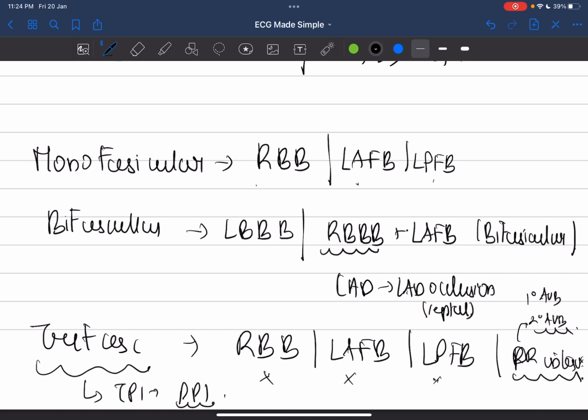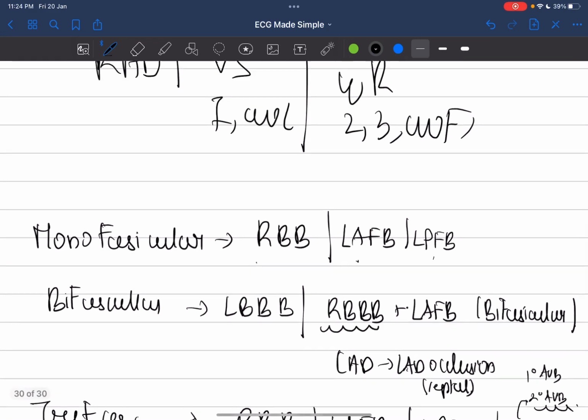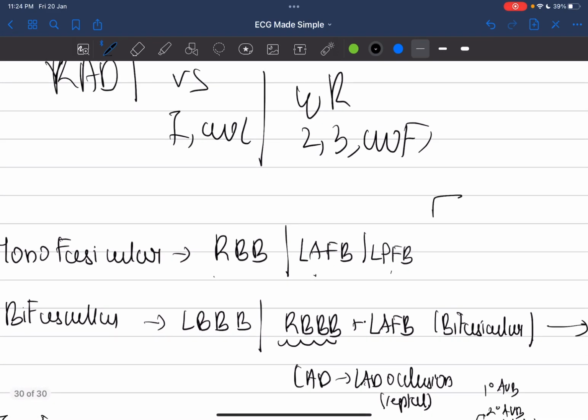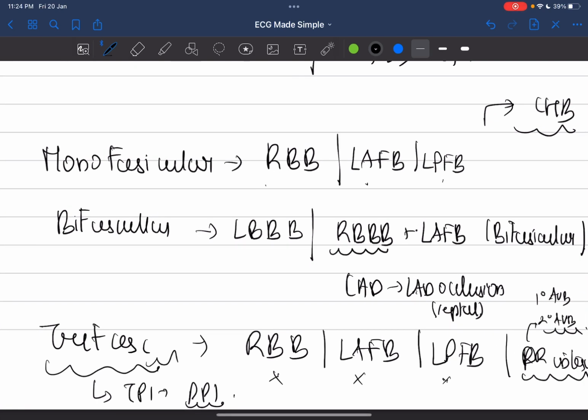So you have to know about these blocks because these are all prerequisites for a complete heart block. All these things have a high propensity of progressing to complete heart block. A trifascicular block has a very high chance, a bifascicular block has a high chance, and monofascicular blocks are usually asymptomatic. But again, you have to look for the presence of any LAFB or LPFB in the evidence of an RBB.